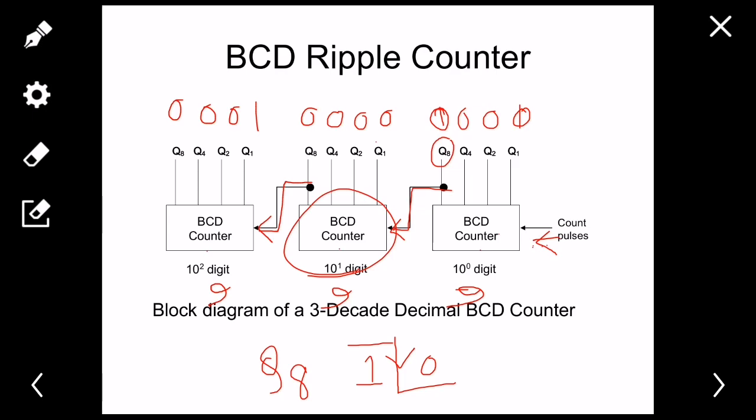Okay, that's all for today. This is the working principle of the BCD ripple counter, and what you can do with it. You can make decade counters, 3 decade, 4 decade, whatever you like. Try to draw the waveshapes to understand clearly.